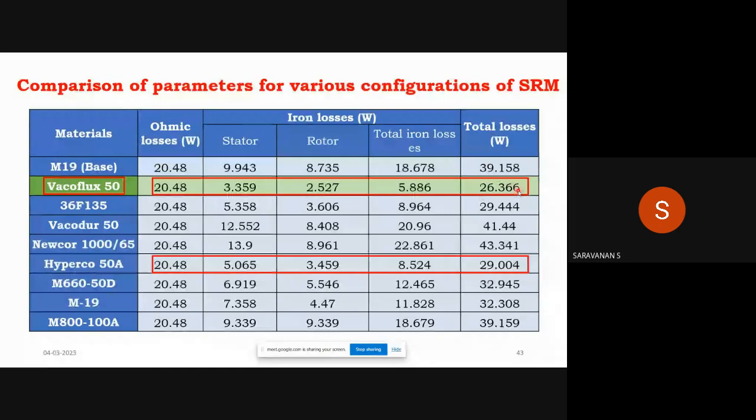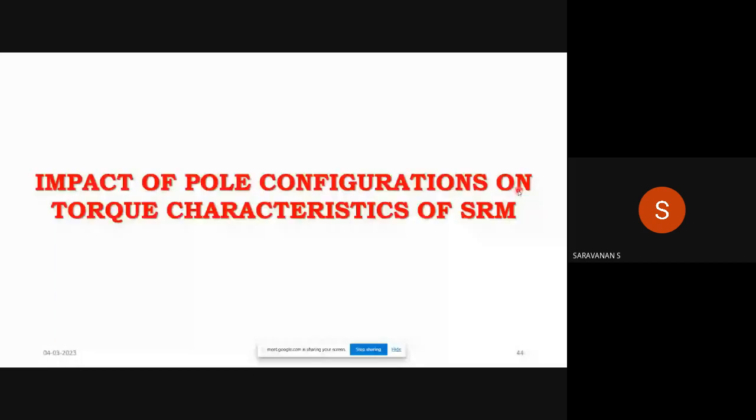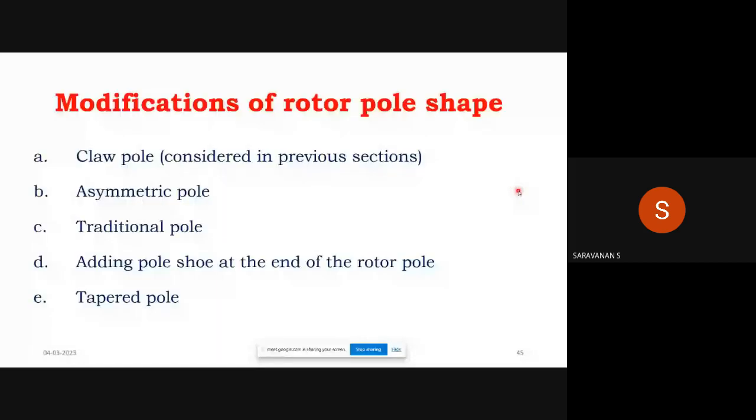Okay, so here I am taking a Walker-Flux 50 material with the best performed configuration, which is short flux SRM with Walker-Flux 50 material for the further analysis. So next analysis, pole configuration. When you are considering pole configuration, there are many pole configurations available. For this analysis, I have taken a claw pole, asymmetric pole, traditional pole, and adding pole shoe and tapered pole. So these are all the configurations.